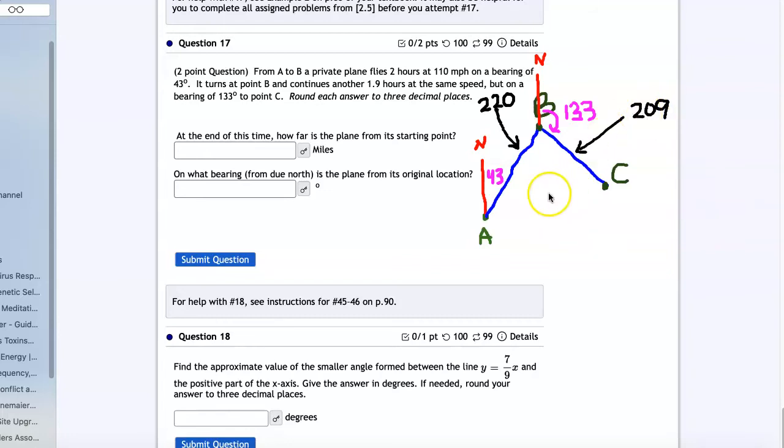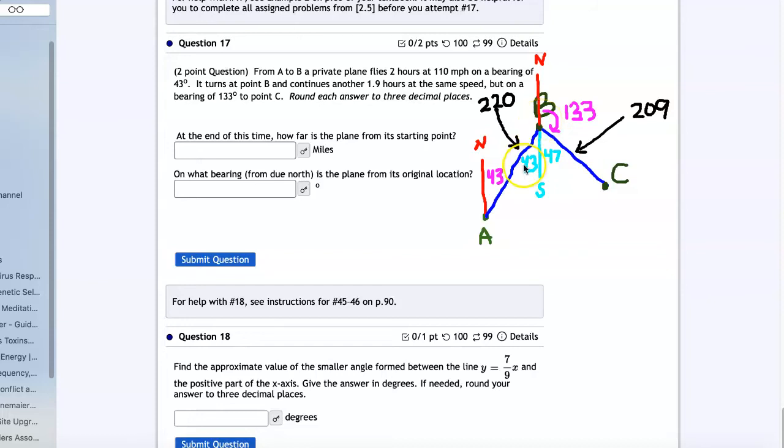So, we need to look at these angles and how these angles will give us this angle right here. If we were to draw, let me do this in light blue, a south line right here. This south line is going to be parallel to this north line, which would make this angle right here a 43-degree angle because of alternate interior angles. And then this angle right here has to form a linear pair with 133. So that is going to have to be a 47-degree angle to add up to 180 degrees.